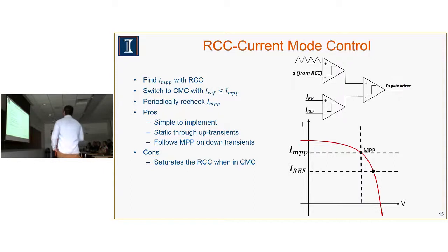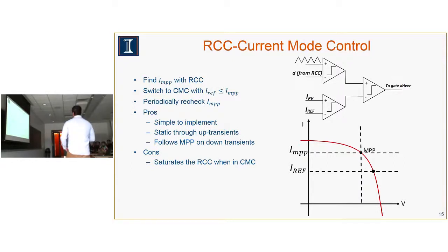where essentially you find the maximum power point values with the ripple correlation control, and then you switch to a current mode control to operate to the right of the maximum power point in this constant voltage variable current region. And then you would periodically recheck the maximum power point to make sure it hasn't changed. And this is probably the simplest off maximum power point control that you have, because it's simple to implement. So, just the pros and the cons, I guess.